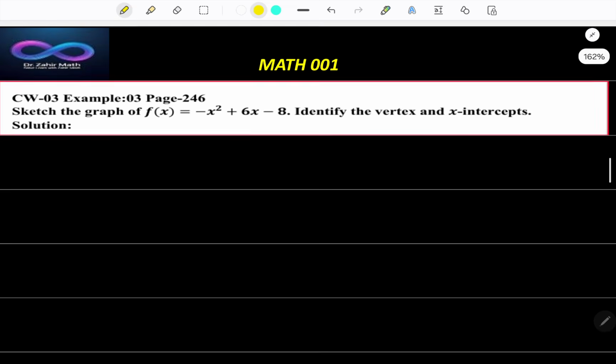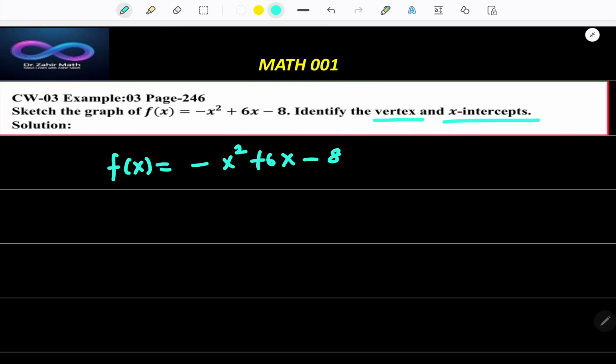Sketch the graph f of x equals minus x squared plus 6x minus 8. Identify the vertex and x-intercepts. They are asking vertex, x-intercepts. There is no standard form, but still, for vertex, we need h comma k. So what is your equation? F of x equals minus x squared plus 6x minus 8. And what's your a value? Minus 1. B value is 6. And C value is negative 8.